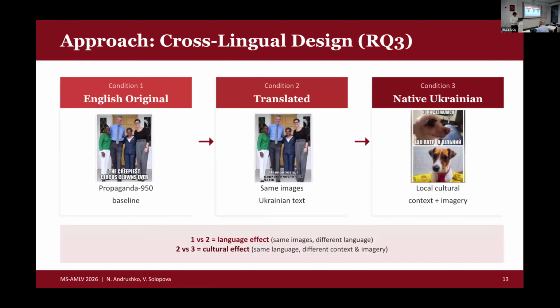Now regarding the third question, we want to understand whether the performance actually drops because of the cultural context or because of the language. So we start with the propaganda 950 dataset. We translate it to the Ukrainian language, and we also collect a native Ukrainian dataset of the same propaganda techniques. In this way, we can track whether the issue is the language itself or a cultural effect.